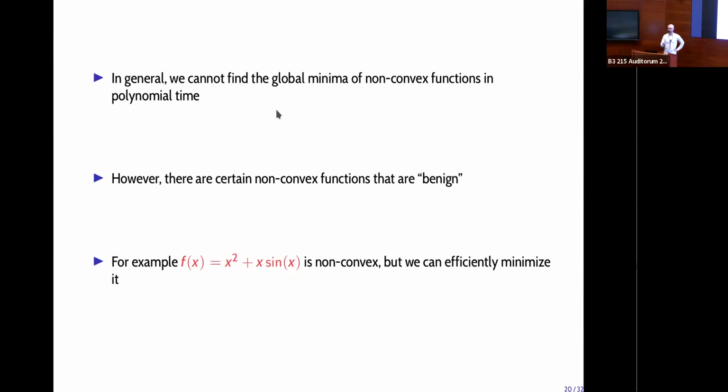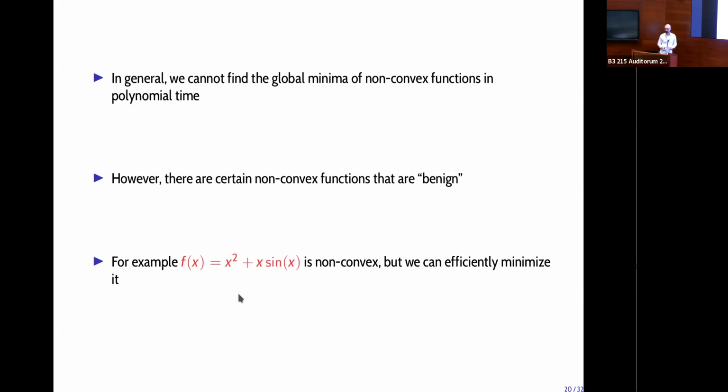Now remember, we want to attack the problem of proving lower bounds for non-convex functions. In general, we know from the beginning that it's impossible to find the global minimum of a non-convex function. So if somebody asks you for a lower bound, you can just say this is NP-hard, that's it, there is nothing to do. However, there are a lot of non-convex functions that are benign, in the sense that even if they are non-convex, we can still optimize them, and we can optimize them with extremely simple algorithms like SGD. We don't have to do anything too fancy.